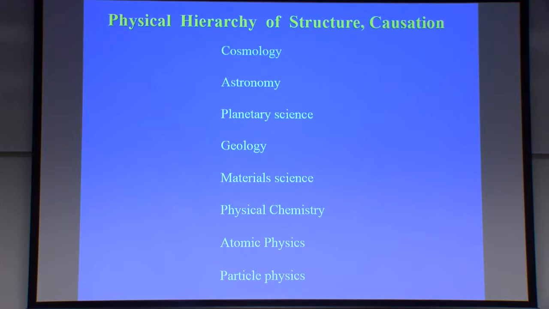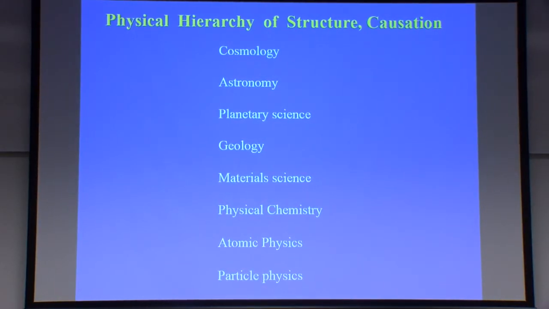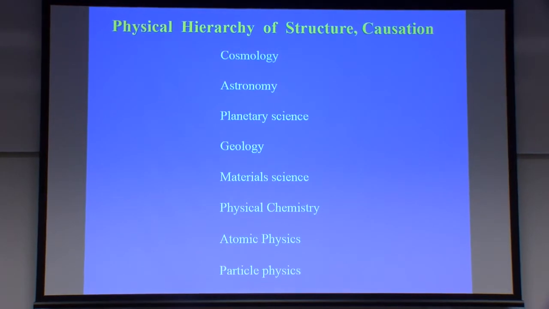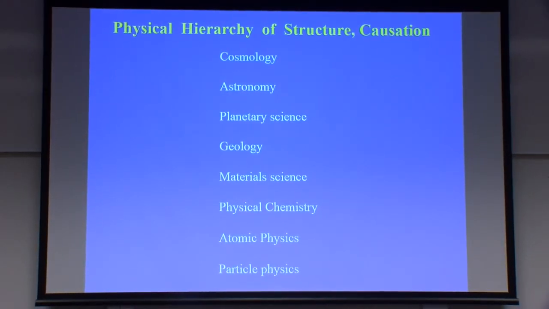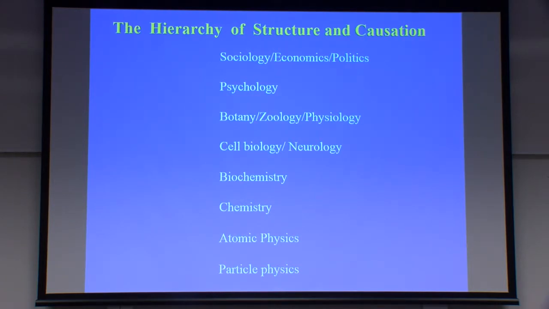So this is the physical hierarchy, and I didn't talk about this one last time. Particle physics, atomic physics, physical chemistry, material science, geology, planetary science, astronomy, cosmology. This one here, the life sciences one, particle physics, atomic physics, chemistry, those are the same. It then changes to biochemistry, cell biology, neurology, botany, zoology, physiology, psychology, and sociology, economics, politics. The top levels are very, very different on this side than the other side, because on this side it is thoughts and intentions and purposes which determine what happens at the lower level. And so it changes from a physical hierarchy to being a causal hierarchy in that sense.